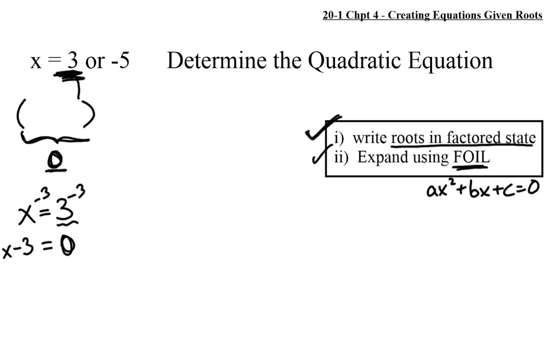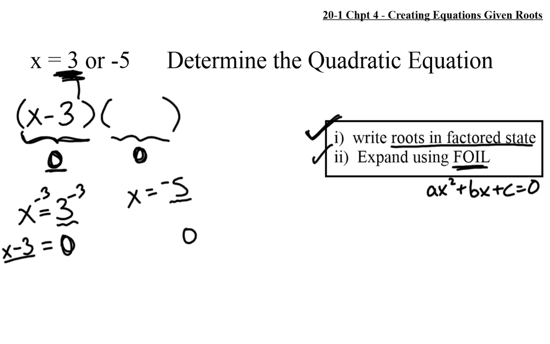Well, if x equaled 3, what was our factor? Our factor was x minus 3. And just like if we had that x equaled -5, what if we wanted that factored form to have x equal to -5 and have a value of 0? Well, we need to turn this into a 0. So we're going to add 5. X plus 5 is the factored state that gave us our 0.